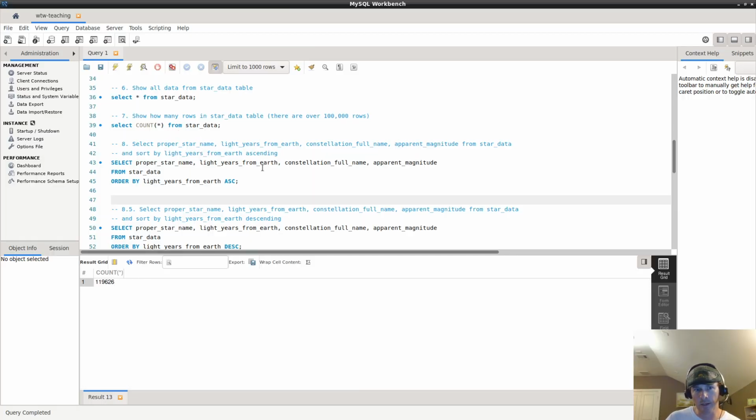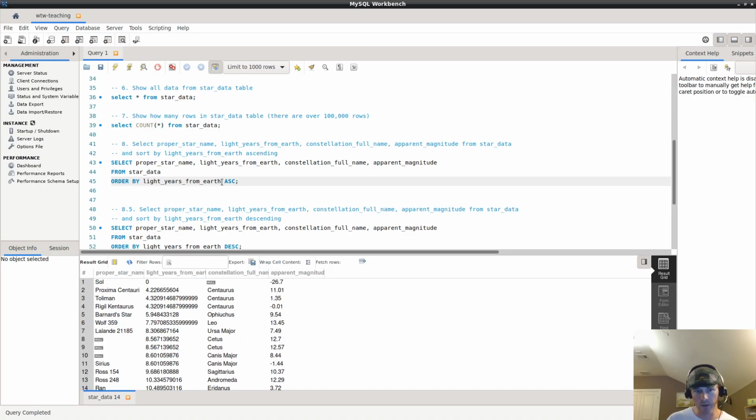Okay, so now what I want to do is show you here. We're going to mainly use these four columns: the star name, light years from Earth, constellation full name, and apparent magnitude. What I want to do is sort it by light years from Earth, ascending, or actually I'll show you the same thing in a moment. This term is actually unnecessary, but we can still run it.